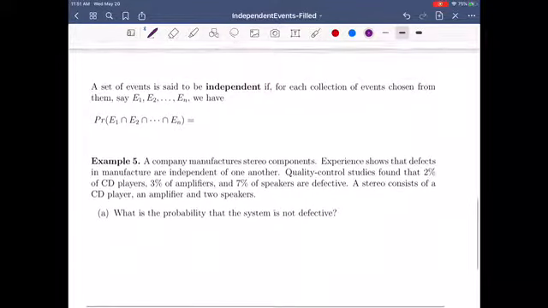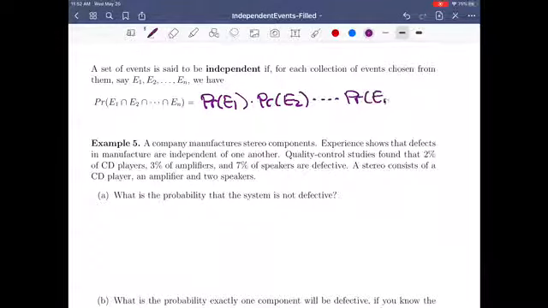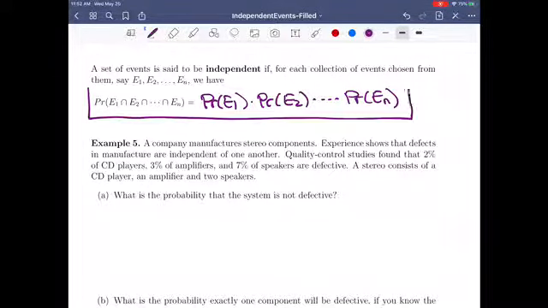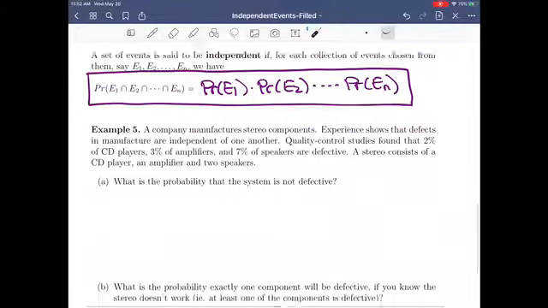Knowing this fact is also useful, and it applies for more than 2 events. We can say that any number of events are independent, for some collection, say E1, E2 to En. If they're independent, the probability of the intersection of all of them is the product of all of them: the probability of E1 times the probability of E2, and I keep multiplying until I get to the probability of En. So knowing things are independent is really useful. It makes it really easy to compute the probability for intersections. We're going to see that in the next example.